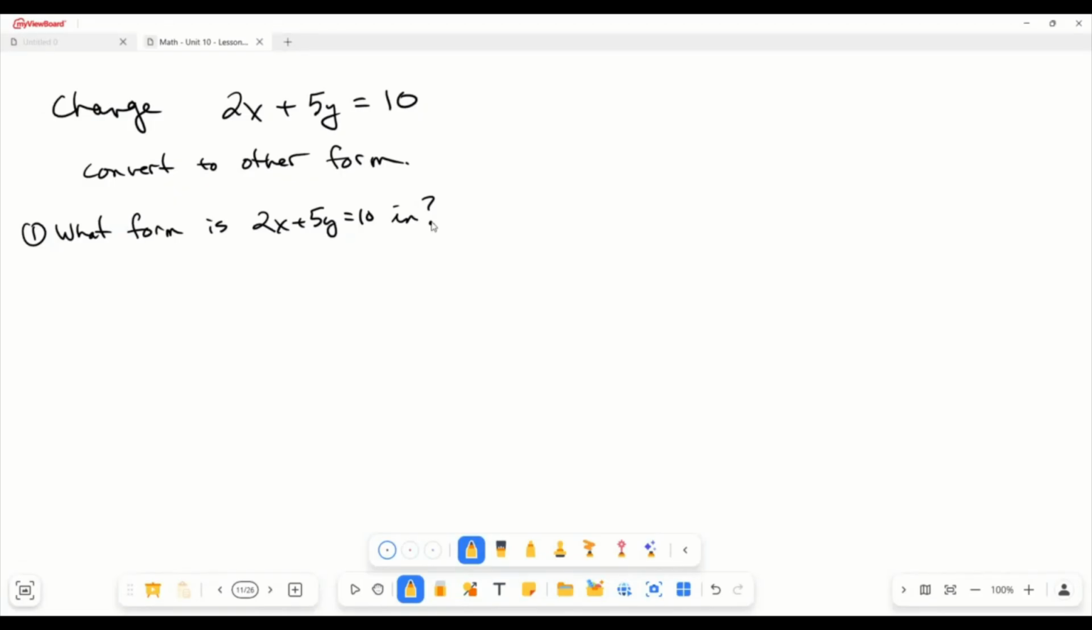Standard. Correct. Standard form. AX plus BY. This is standard form.